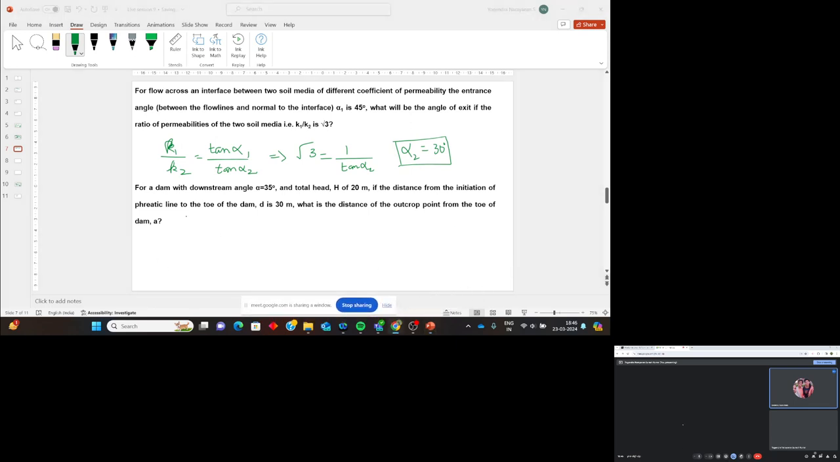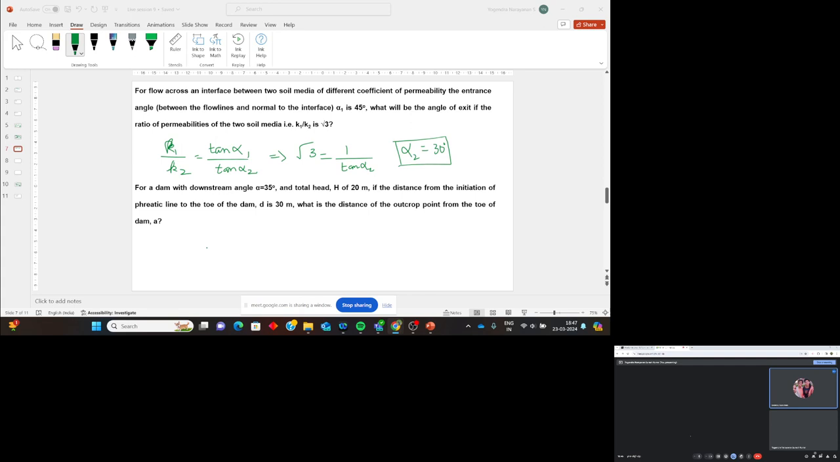Yes, sir. Now, for a dam with the downstream angle alpha equal to 35 degrees, the total head, that is the head difference, is 20 meters. The distance from the initiation of the phreatic line to the toe of the dam, D, is 30 meters. What is the distance of the outcrop point from the toe of the dam? This relationship has been derived in class. Do you remember?